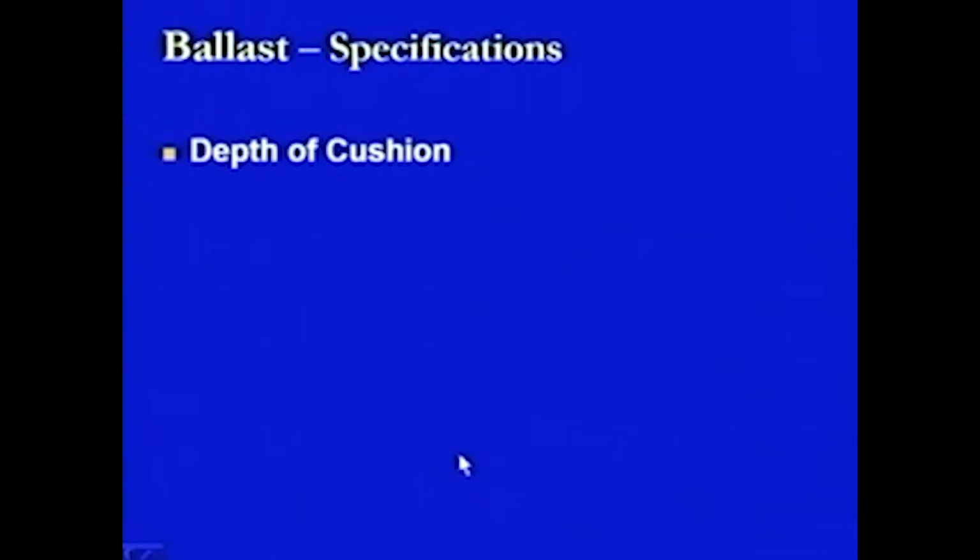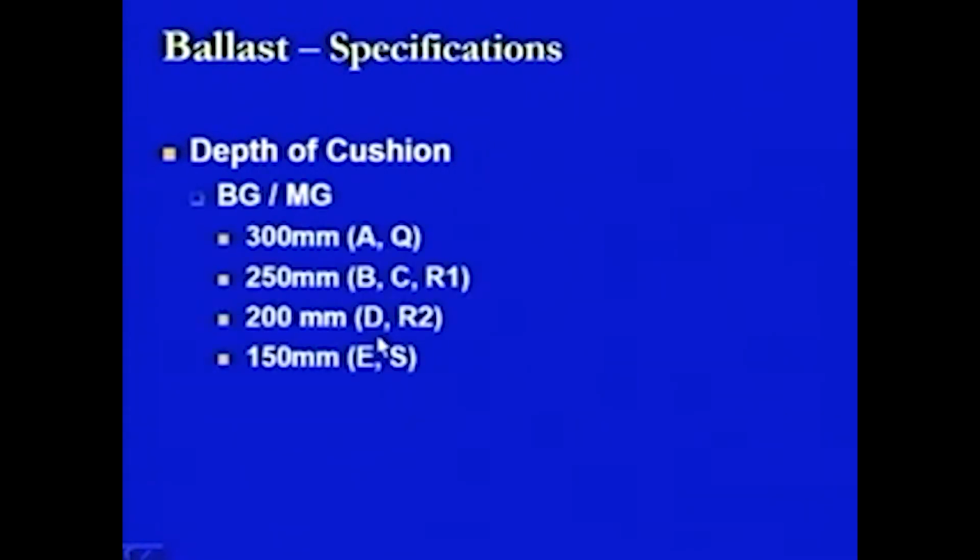The depth of cushion we have already seen, when we also saw the specifications of the permanent way on Indian Railways, where we have been discussing this aspect again and again. The depth of cushion in the case of the broad gauge or the meter gauge is defined on the basis of the classification of the route under that category.